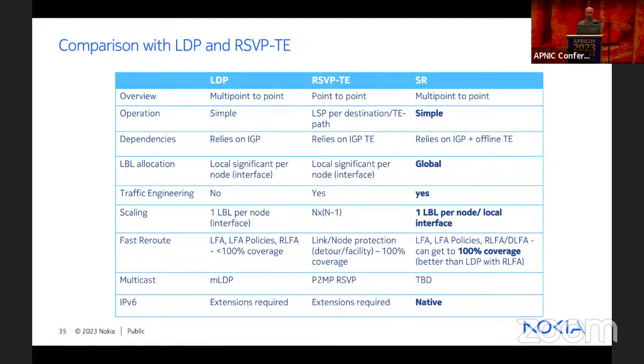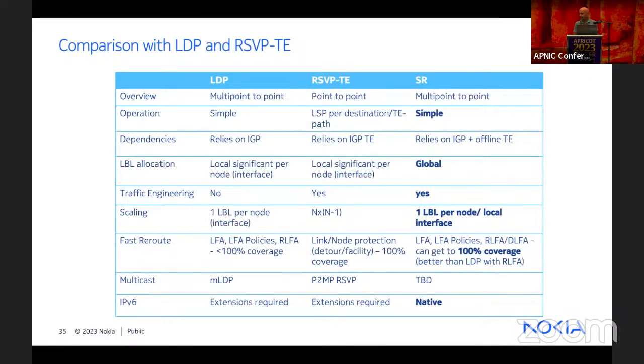The operation from a shortest path first perspective is actually quite simple. In the examples that we gave, you kind of enable it, right, and it happens. In terms of dependencies, it relies on the IGP, because we're doing shortest path first for the node SIDs, but it also relies on some sort of offline traffic engineering capability. I'll come back to that point because that's really important. Label allocation is global, right? As we saw, can we support traffic engineering? Of course we can. That's what we've been doing for the last half an hour. We've done traffic engineering, right? And all of you have done it together with me.